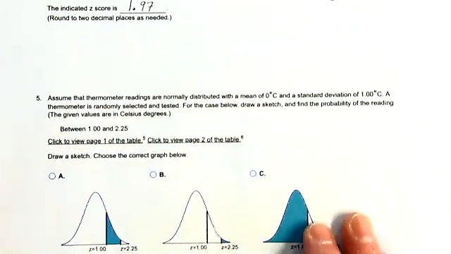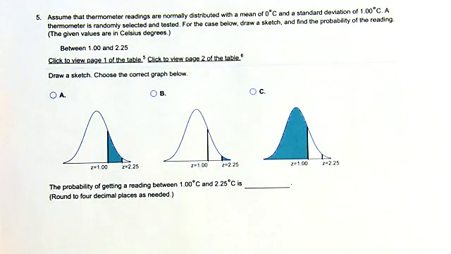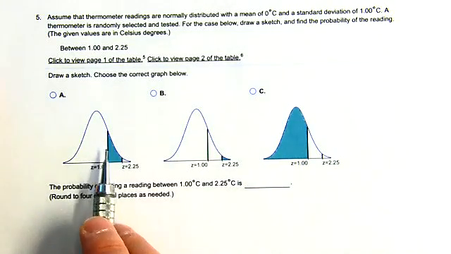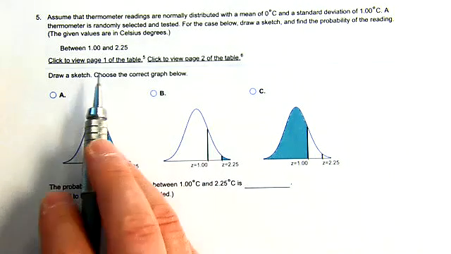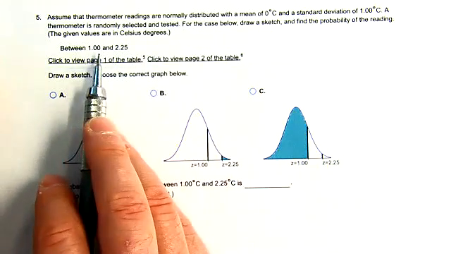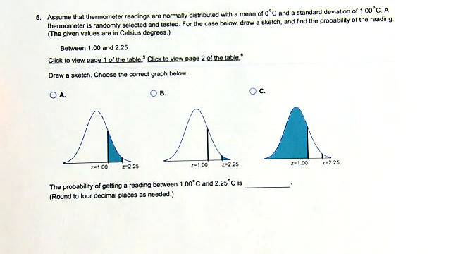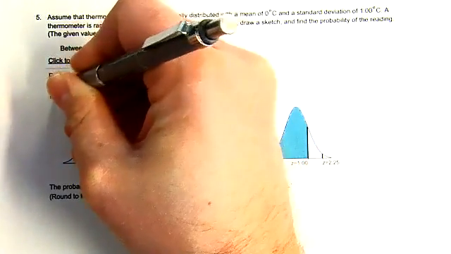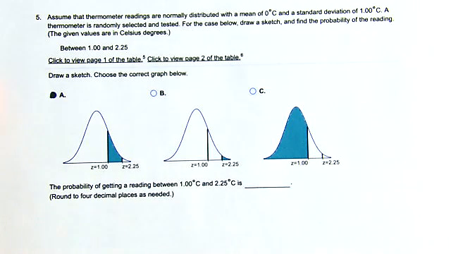For 5, this is going to be the first example where we have to find an area sandwiched between two z values. We want the probability that a thermometer reading will be between 1 and 2.25 degrees Celsius. The picture for that would be A. So the area is sandwiched between 1 and 2.25.